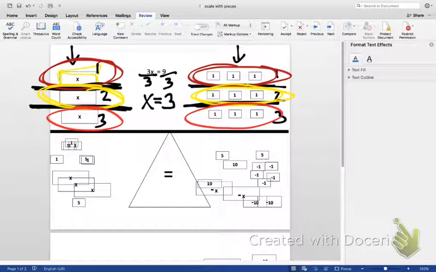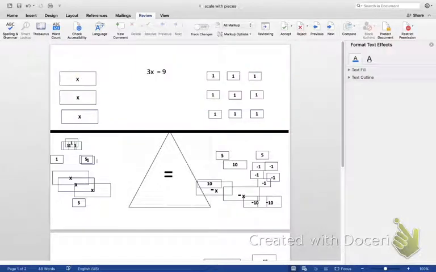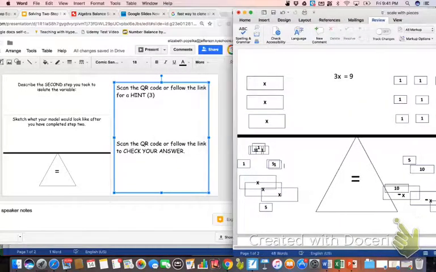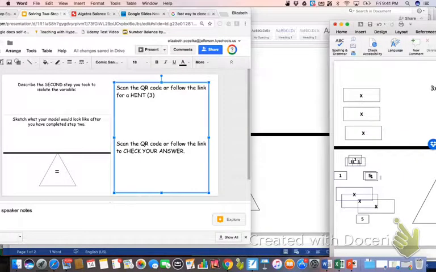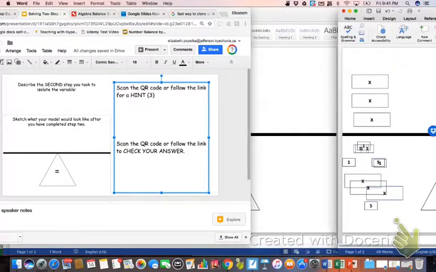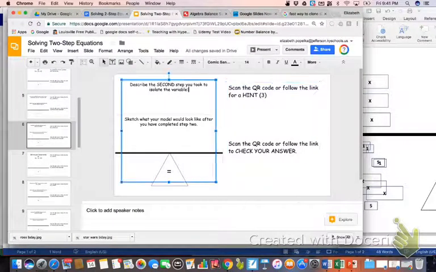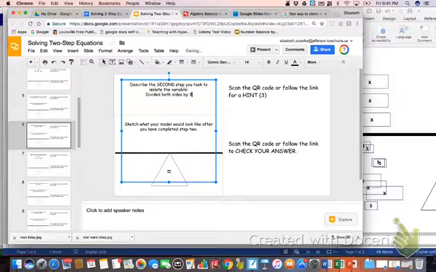If I were going to be translating what I just did onto my paper, because I know you guys don't have a nice little balance beam to draw it on, let's say I'm right here on my paper. I want to translate what I just did over onto what I'm going to turn in to the teacher. So my second step is that I divided both sides by 3.